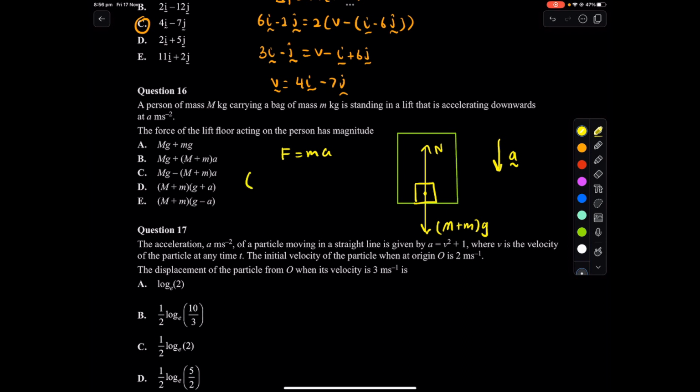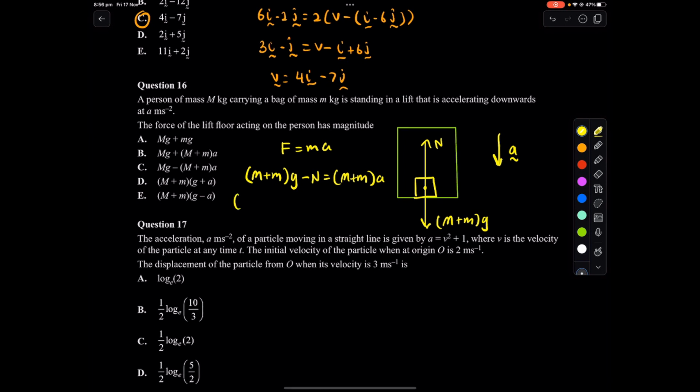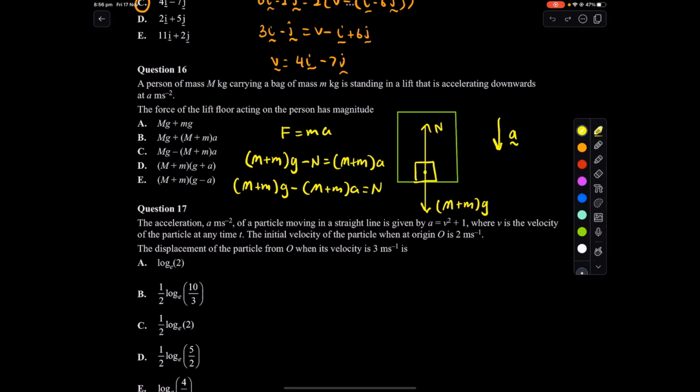m plus M, g minus N is equal to the mass, so both of the masses, which is still m plus M, times the acceleration. So what's our N? So our N is just m plus M, g minus m plus M, a equals N. Hence, we can take a common factor of m plus M. So m plus M times g minus a, which is E.